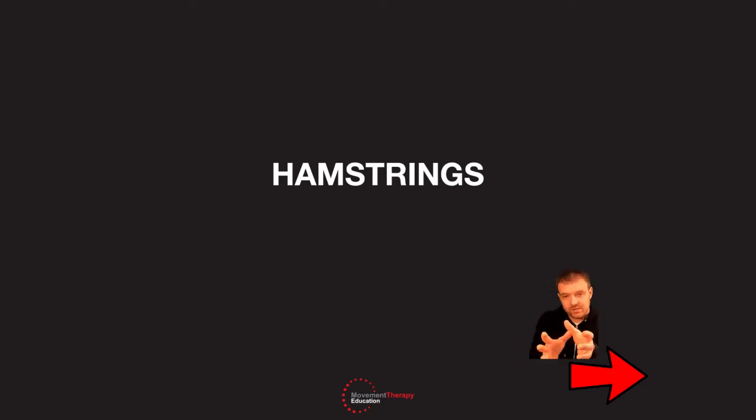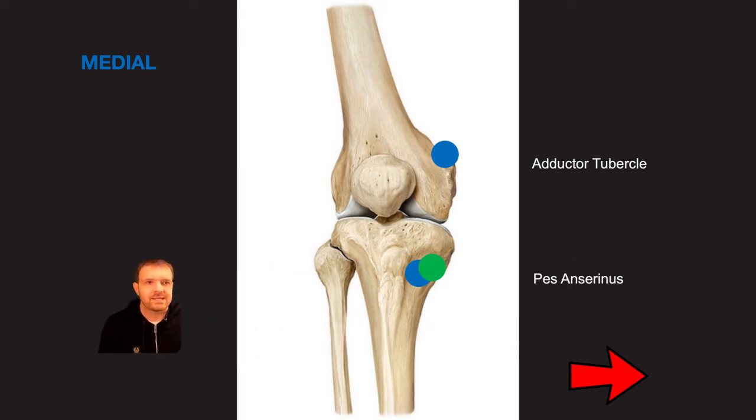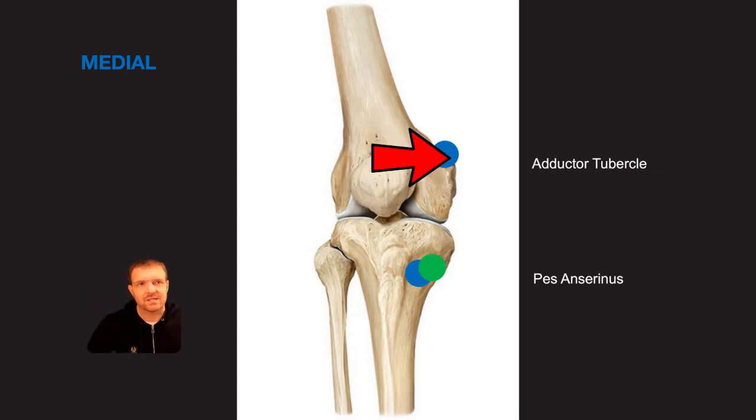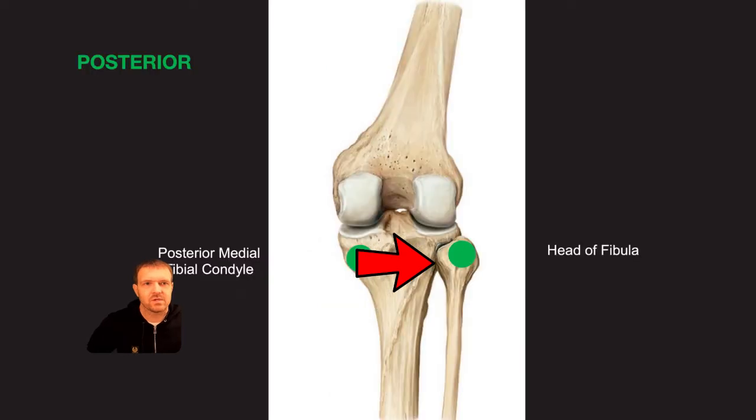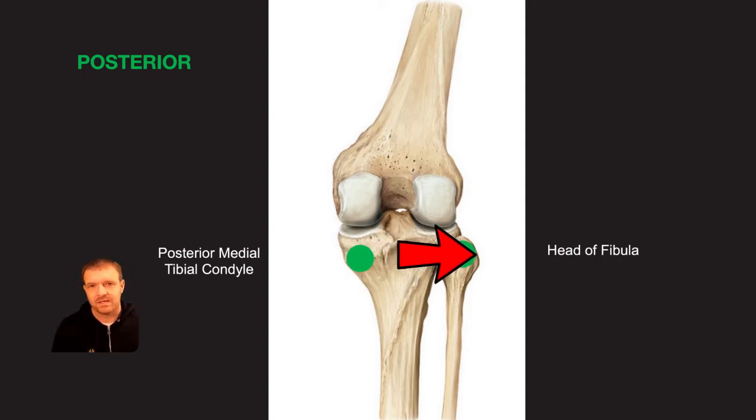Now we're going to have a look at the posterior compartment, so your hamstring group, your hamstring muscles. These are where they attach medially. This is obviously a view from the front. This is your patella. There's your adductor tubercle just there, and here's your pes anserine area. And then we've also got these attachments posteriorly. So we've got this one here, the posterior medial tibial condyle, which we looked at right back in session 1, and then there the fibular head.